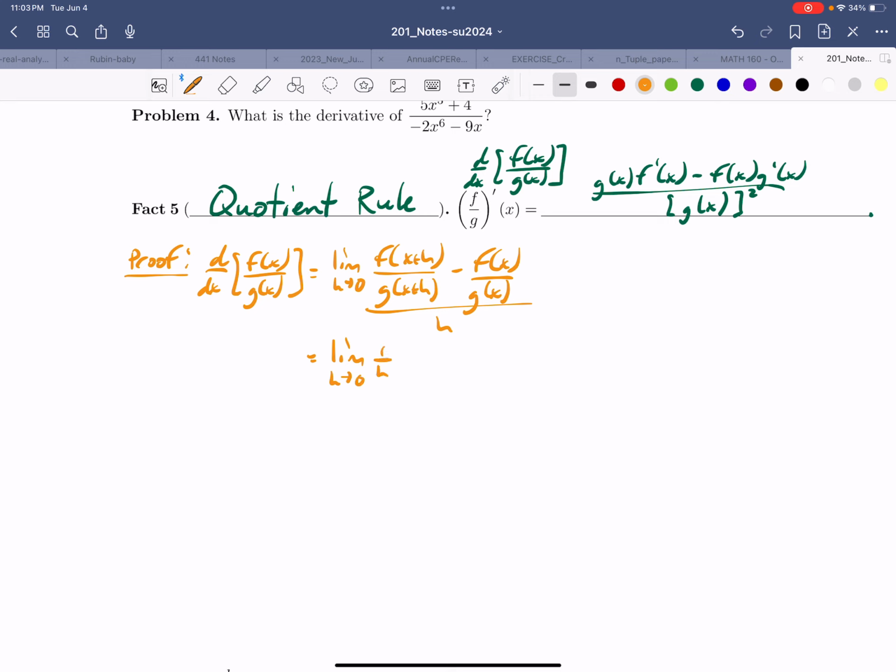Write the 1 over h, right? And then this is, maybe I'll use brackets. Brackets are the same as parentheses, by the way. They just look a little different, so it can be easier to separate things out.